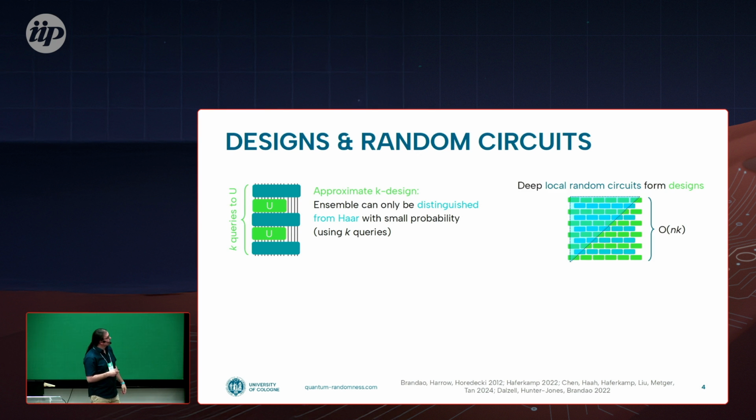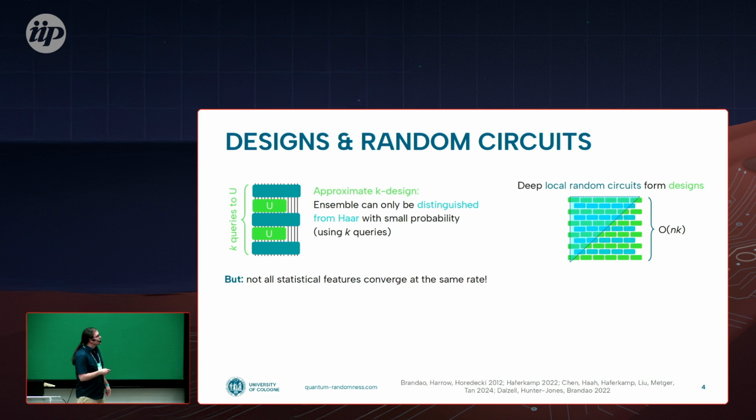And there's a classic result that I can generate such designs from random circuits. If I take a circuit made of local gates and arrange them in this famous brickwork fashion, then if I make this circuit deep enough, this will become a K-design. Deep here means that I take the depth to be linear in the number of qubits and linear in the number of copies I want to have. This has been established in the literature, and subsequently proved by these papers down here.